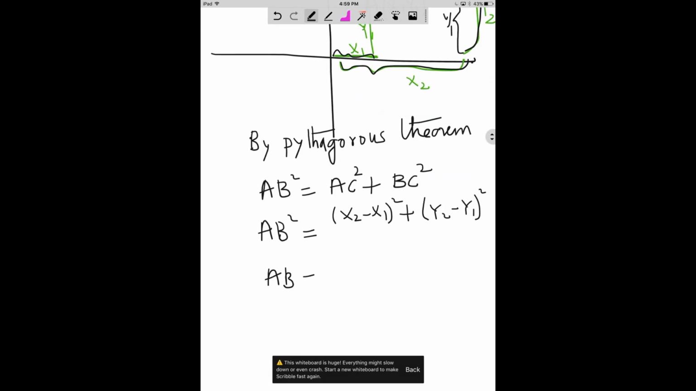AB is equal to square root of x2 minus x1 the whole square plus y2 minus y1 the whole square.